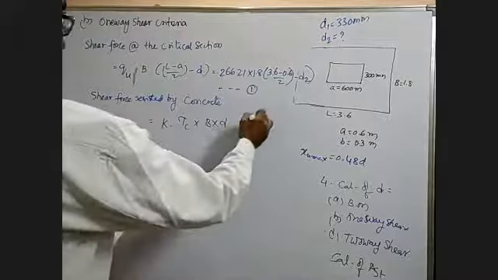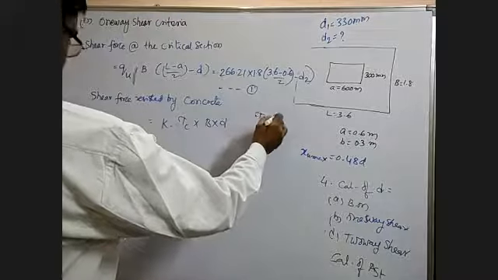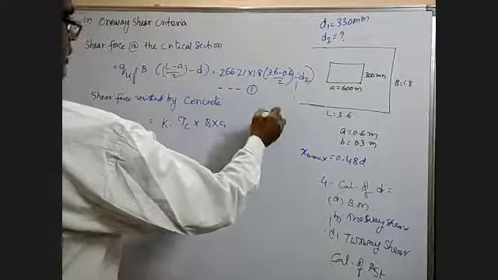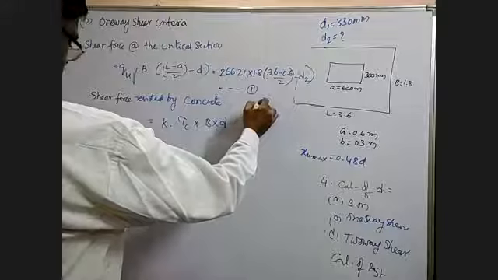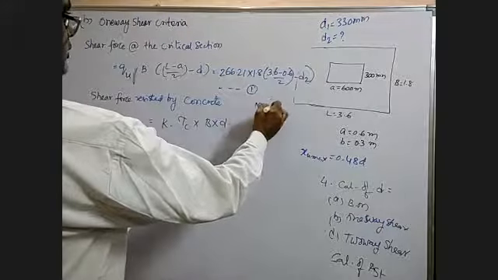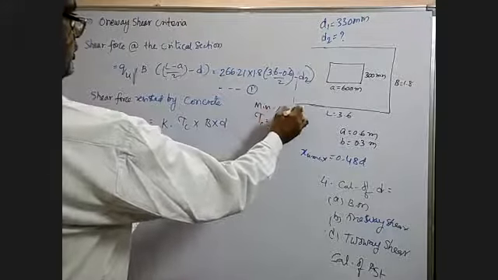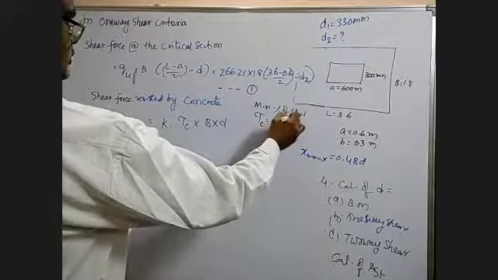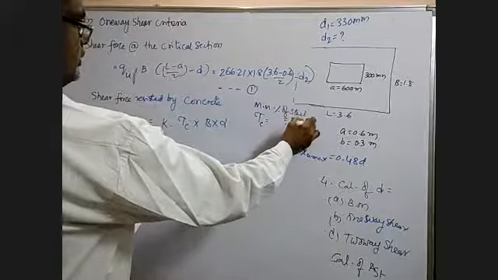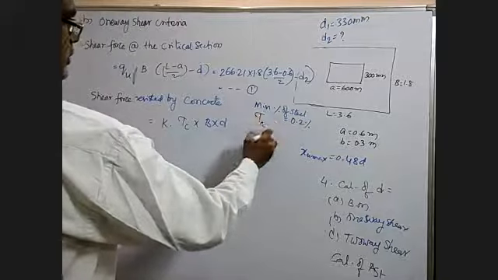Now here, if you want to know the tau C from the code book, the AST value is required. So assume the minimum percentage of steel is equal to 0.2%. So from the code book, tau C is equal to 0.3 from code.